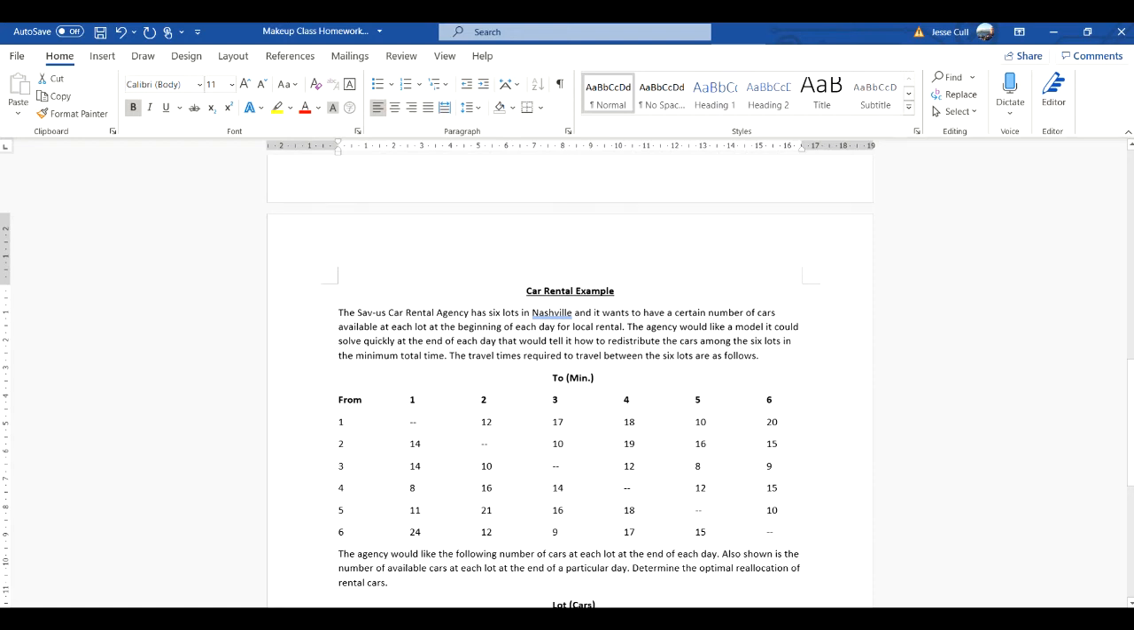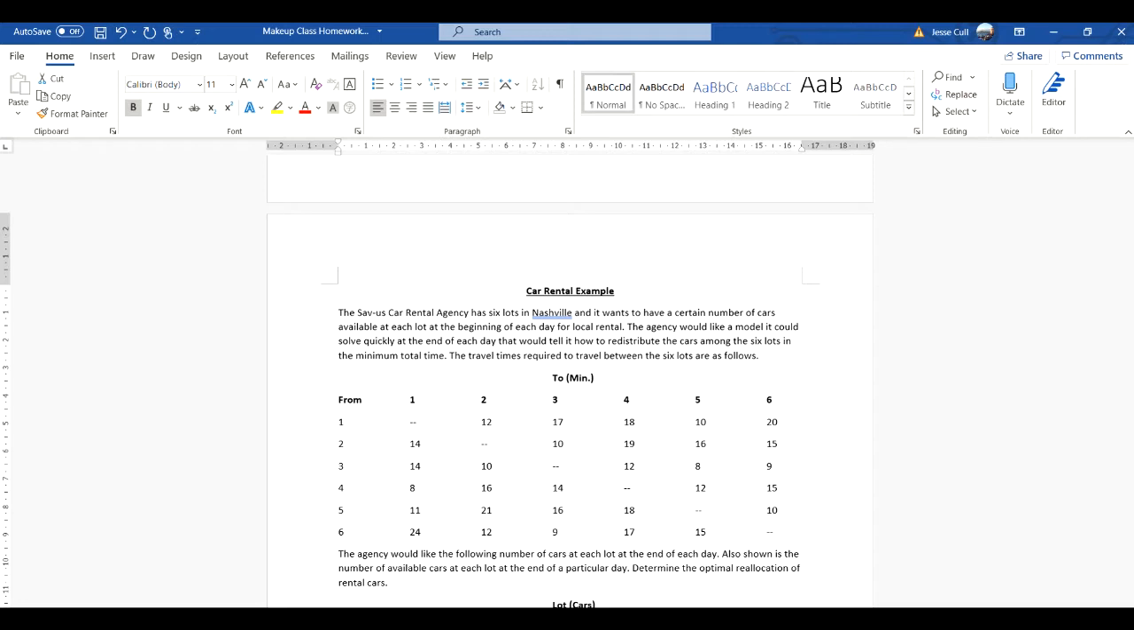Hello everyone. In this section we're going to look at our second problem. It's a car rental agency problem. The Save Us Car Rental Agency has 6 lots in Nashville, and it wants to have a certain number of cars available at each lot at the beginning of each day for local rental. The agency would like a model it could solve quickly at the end of each day that would tell it how to redistribute the cars among the 6 lots in the minimum total time.